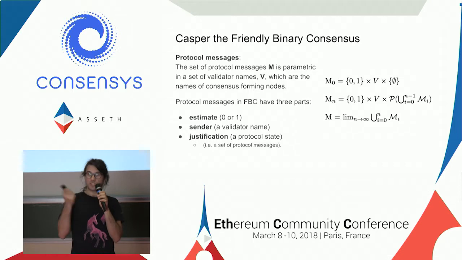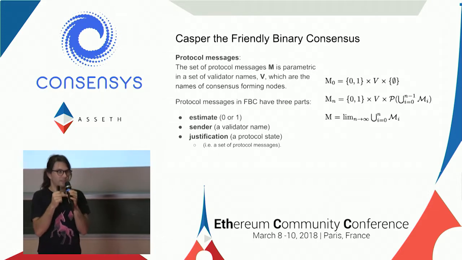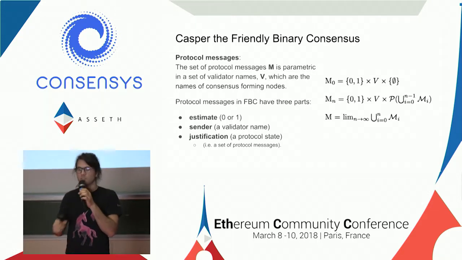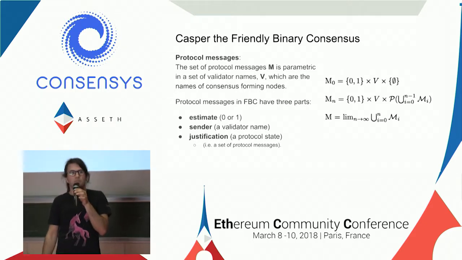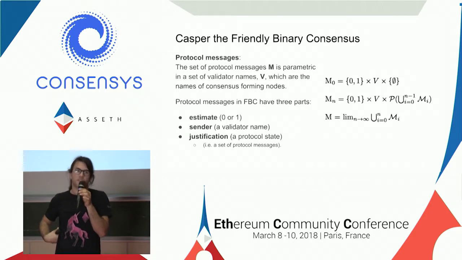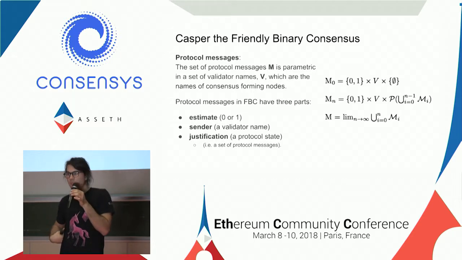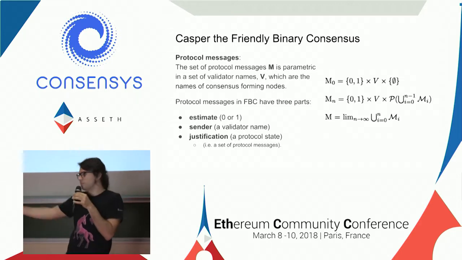The set of messages is quite simple. Basically, you have a bit, a sender, and then another set of messages. Any message has that shape, and it bottoms out at the empty set. The messages at height 0 have a bit, a sender, and an empty set. The messages at height 1 have a bit, a sender, and a set of messages at height 0. Messages at height 2 have a bit, a sender, and a set of messages at height 0 or 1, and so on. You can define the set of all these messages that have bits, senders, and then sets of messages.